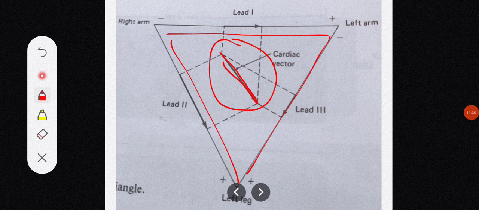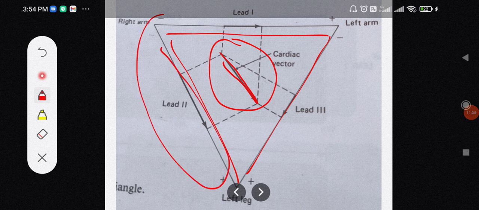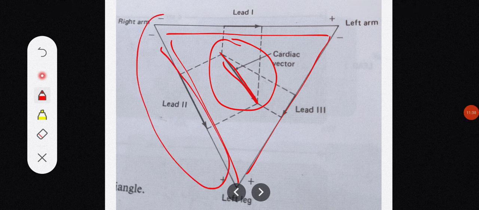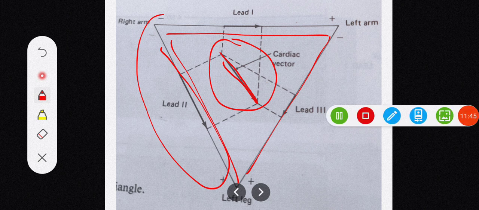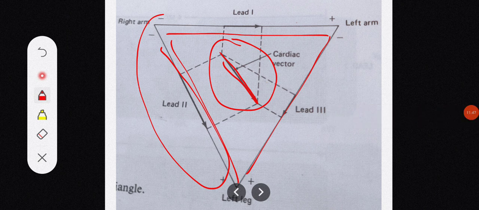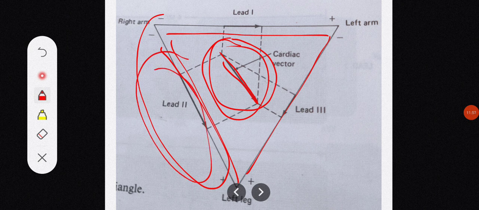So the electrocardiogram recording measured from any combination, like lead 1 or lead 2 or lead 3, is actually the single dimensional component of that cardiac vector. If it is measured from lead 2, it is the single dimensional component of this cardiac vector. The electrocardiogram measured from lead 3 is the component of this cardiac vector.